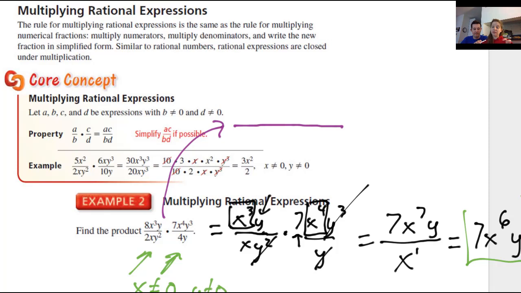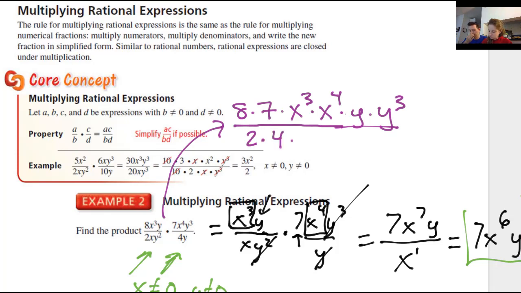Rewrite the numerator of the original, combining those numerators and putting like terms together. So I have 8 times 7, then I put my x terms together, x cubed times x to the 4th. Then, yeah, you're right, times y to the 3rd. So I'm just rearranging it. And then I'll have 2 times 4 times x times y squared times y. And then I do all my dividing out common factors.